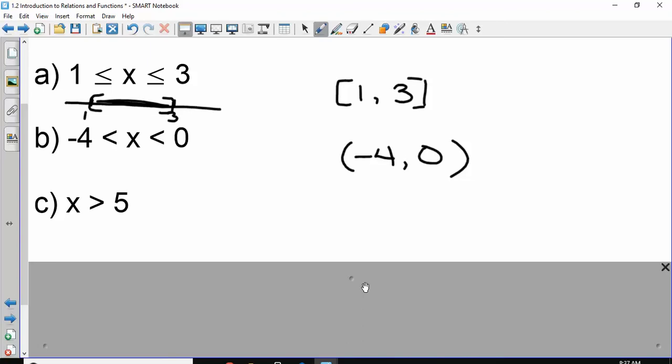Okay, x is greater than 5. So it'd be starting at 5, and you want everything larger than that, so what would that notation be? 5, comma, infinity. You're not equal to infinity, so it gets a parenthesis, always.